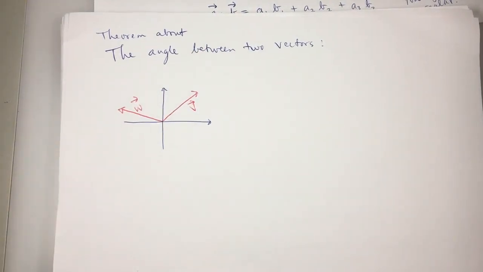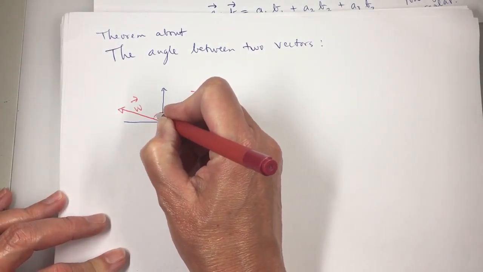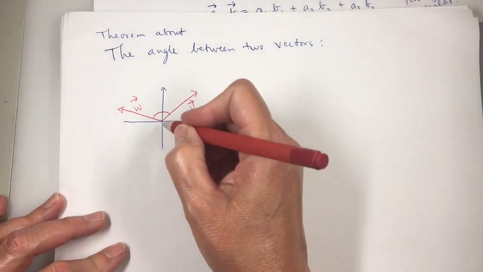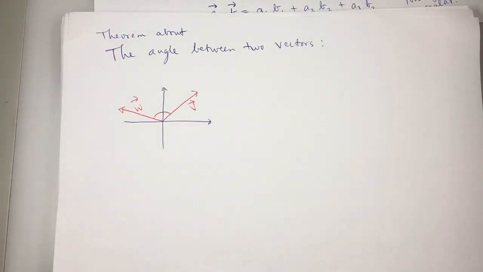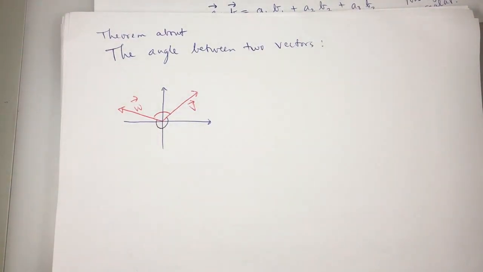And if I look at those, there's really two angles. I have an angle, this one, and I have this other angle that goes around the back. So there's two angles. And so when we talk about the angle between two vectors, I want the angle that is 180 degrees or less.